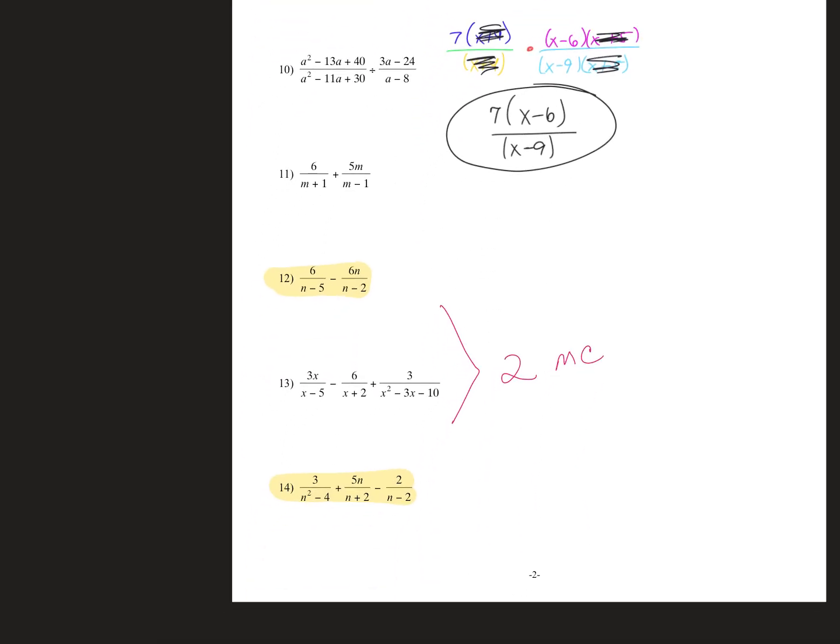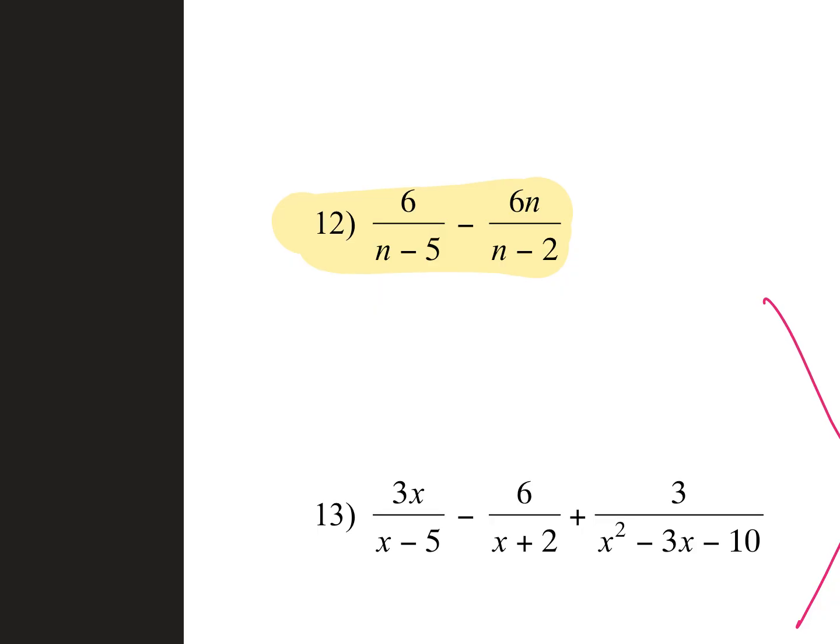All right, you're going to have 2 multiple choice questions, right? This is adding and subtracting rationals. You're going to have 2 of these questions. You're not solving, you're just combining them. And they're multiple choice. How do we add and subtract fractions? You have to have what?